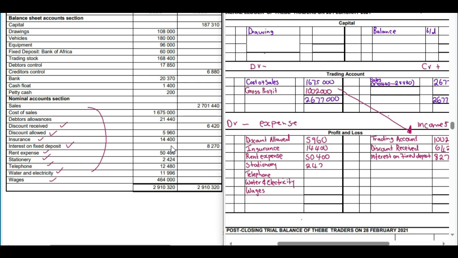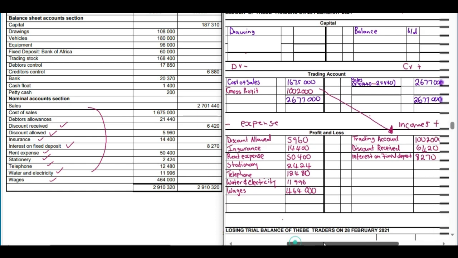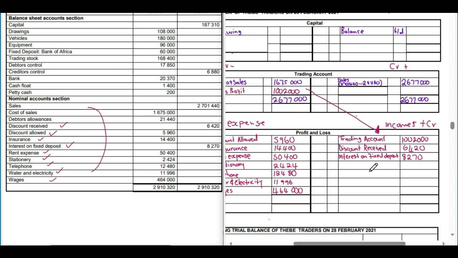And then we have our stationery, which is 2,424. And then we also have our telephone of 12,408. And then we also have water and electricity of 11,996,000. And then we also have our wages, which is 464,000.